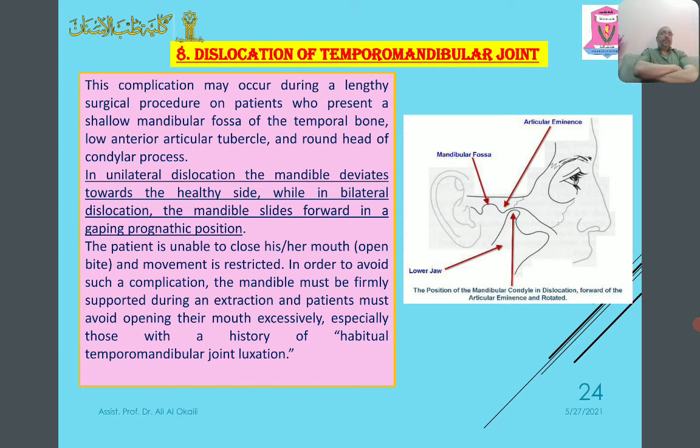Dislocation of the temporomandibular joint. This complication may occur during a lengthy surgical procedure on a patient who presents a shallow mandibular fossa of the temporal bone, a low anterior articular tubercle, and a round head of the condylar process.